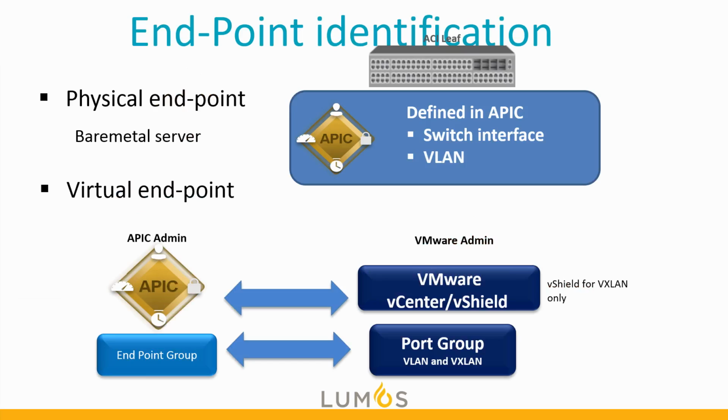Well, we can certainly identify physical endpoints as bare metal servers or routers or even switches or firewalls or anything else. And for virtual endpoints, the APIC admin is going to talk to the VMware vCenter, or optionally if the customer is running vShield. And as we create an endpoint group in the APIC, it will, as I mentioned, create a port group with a corresponding VLAN ID if the customer is using vCenter, or if we're using vShield, it will create a VXLAN ID.